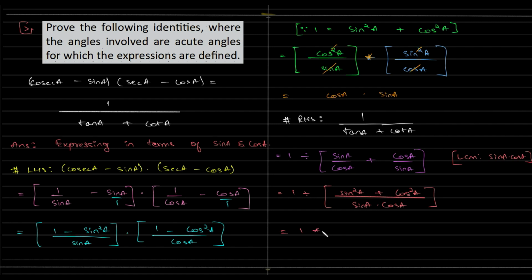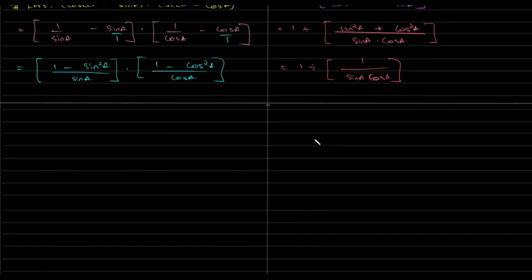So this entire expression is 1 divided by sine square A plus cos square A over sine A into cos A, right? So now I'll convert this division to multiplication. So I'll end up with 1 into sine A into cos A divided by 1. So this is nothing but your LHS, hence proved.